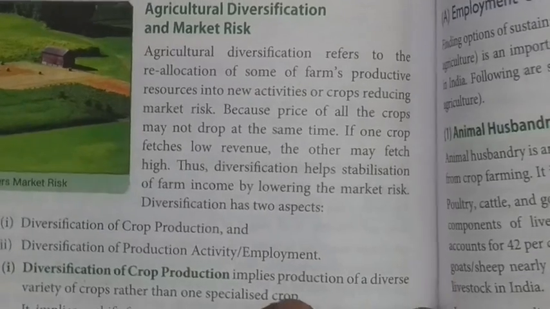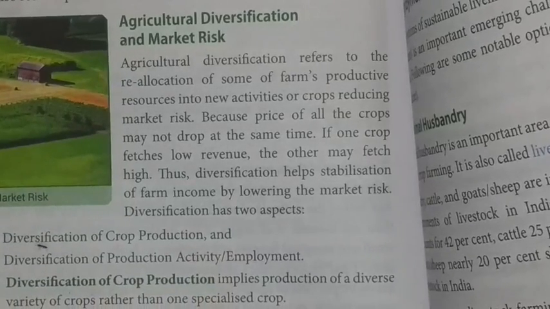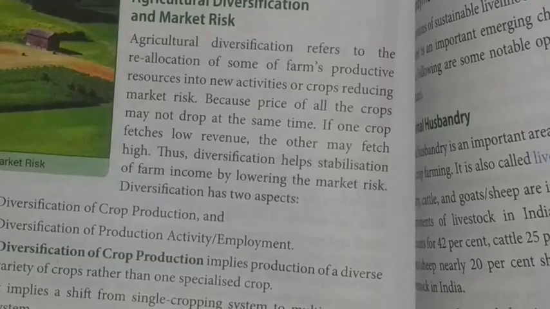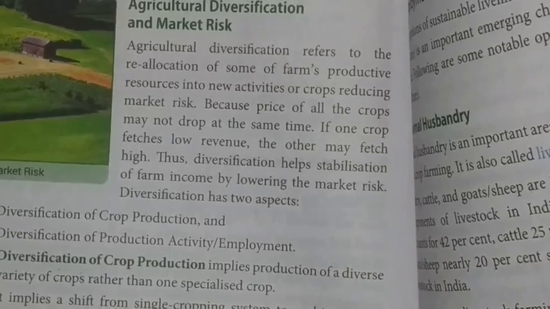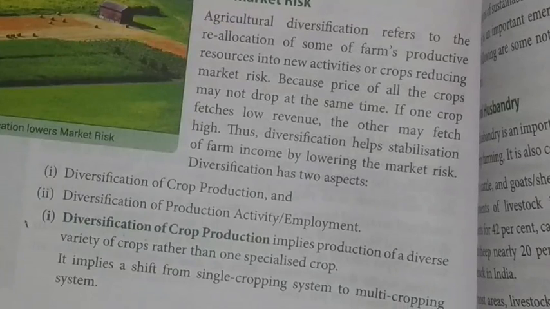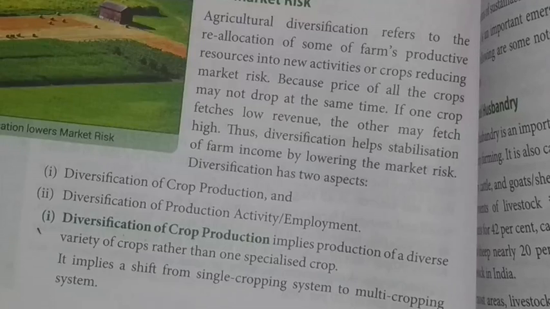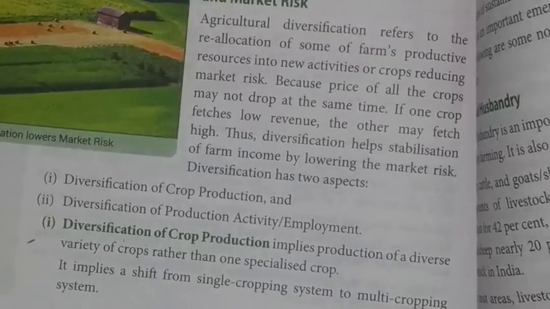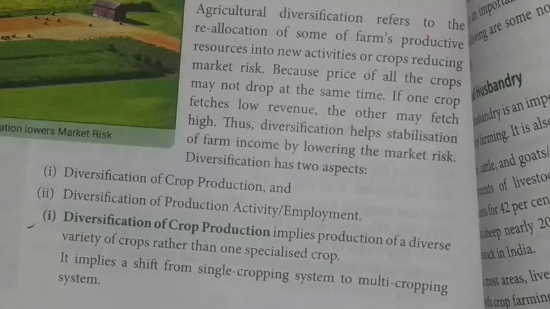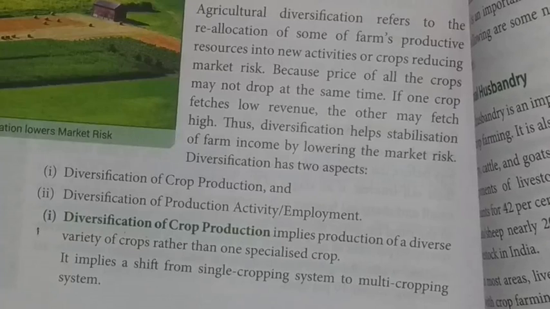Diversification has two aspects. Now, what we understand by diversification is to grow different crops at the same time. Because in the market, all the crops do not get lower prices at the same time. Any one of the crops will get a very high price. There may be a few which get a lower price. So we need to grow more than one crop so that we can earn a good revenue in maybe one or two crops, and there may be a lower revenue in a few crops. So the income stabilization can be done in agriculture.